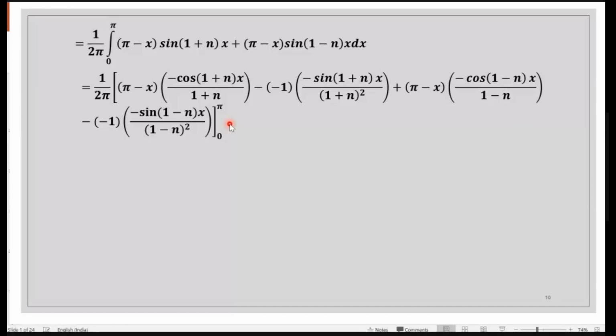What will happen to sine of 1 plus n pi? What is the value of sine? Will it be 0 or not 0? Sine of 1 plus n into pi. Remember, n takes the values from 1 to infinity. So what is the value of sine 1 plus n into pi?